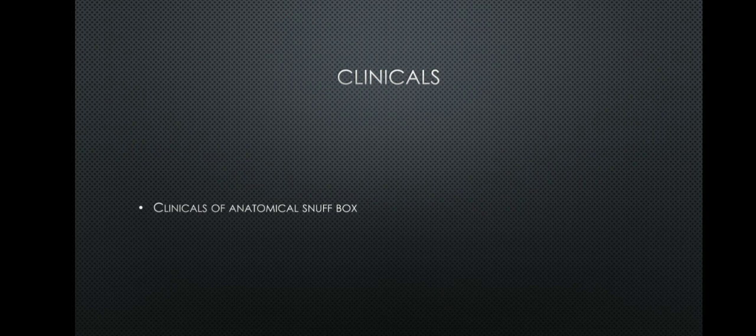Now moving on to the clinical correlation of this anatomical snuff box. There are a number of clinical correlations due to the importance of the contents of this anatomical snuff box. The tenderness of the anatomical snuff box indicates a fracture of the scaphoid bone, and the pulsation of the radial artery can be felt in this anatomical snuff box. On the other hand, the cephalic vein at the site is often used for providing intravenous fluids. And the superficial branch of the radial nerve can be rolled over the tendon of the extensor pollicis longus muscle.